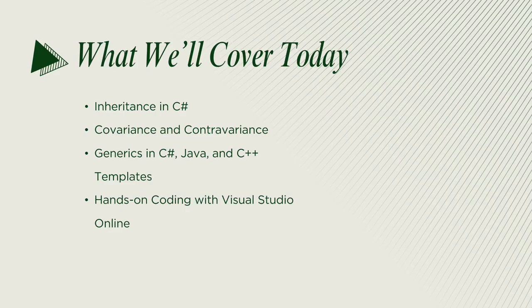Okay, let's take a quick look at what we will cover today. First, we will dive deep into inheritance in C#: what it is, how it works, and why it's so powerful. Then we will explore covariance and contravariance in the context of generics. Next, we will compare generics in C#, Java, and C++ templates to see their unique approaches. And finally, we will code together in Visual Studio Online. So let's get started.